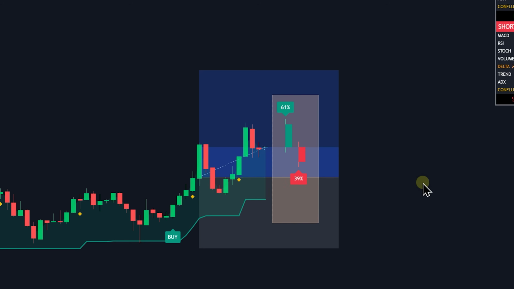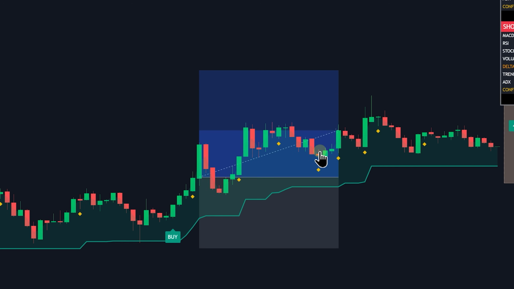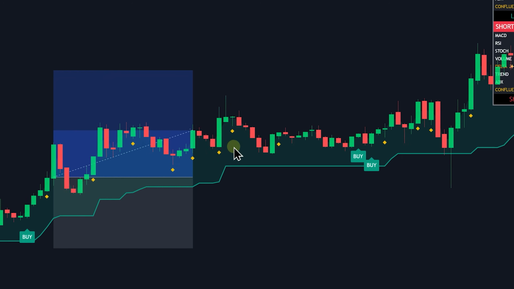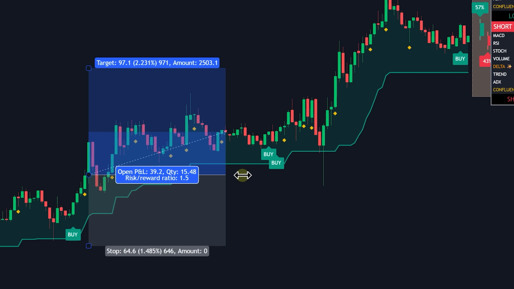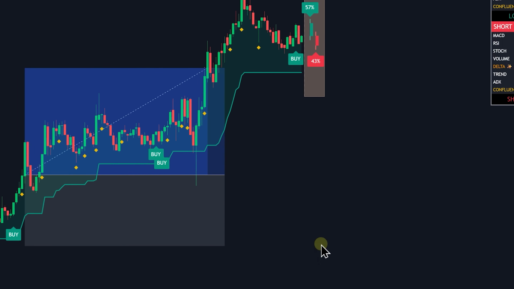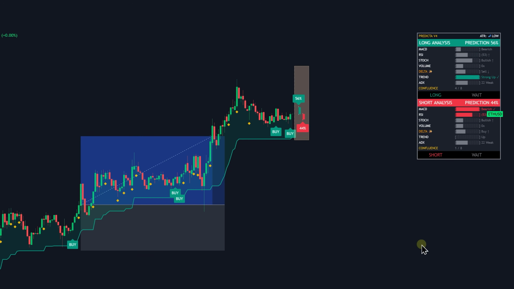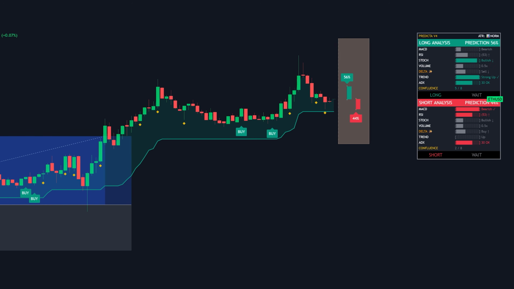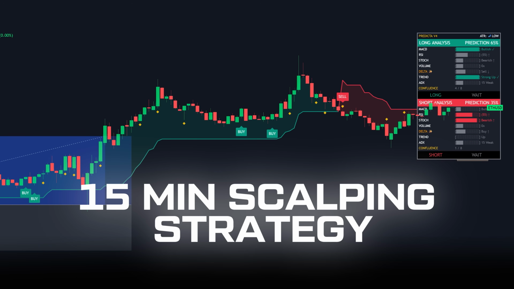Well, let's see how this trade would have panned out. Well, as you can see, the trade would have been profitable. And it doesn't just predict bullish candles, it does the prediction for both bullish and bearish candles. In this video, we're going to go over what this indicator is, the best settings to use, and a 15-minute scalping strategy that works pretty well on the crypto market.